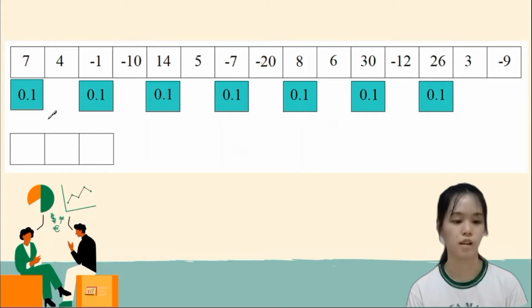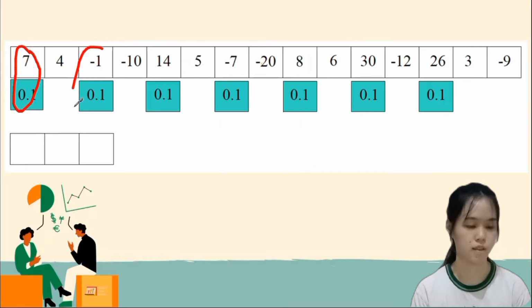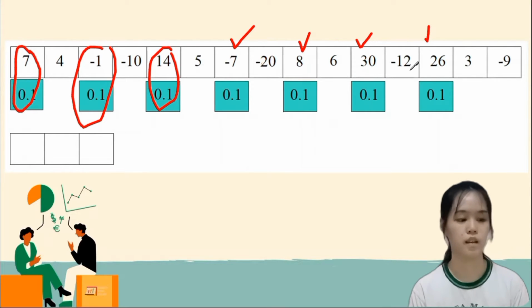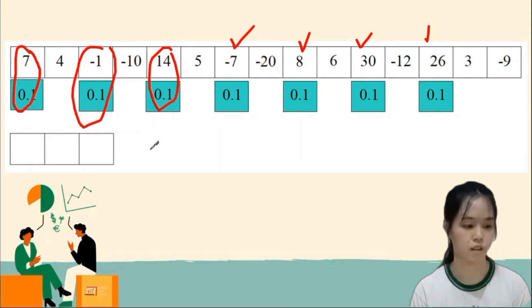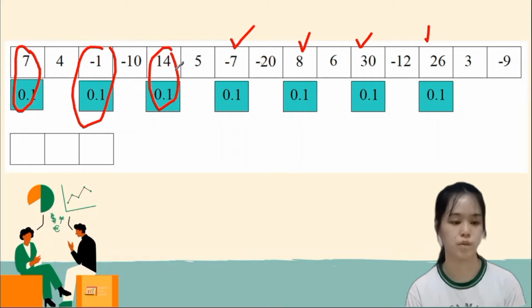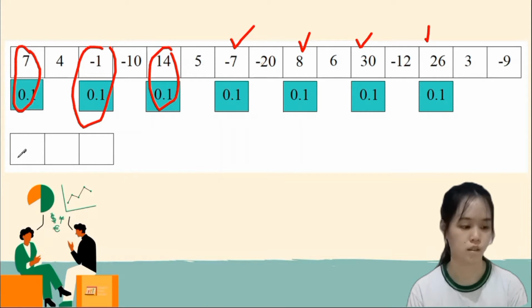When the kernel is first placed on the time series, it will look like this. 7 will meet 0.1, and then -1 will meet the second element of the kernel, and then 14, and then -7, 8, 30, and 26. The dot product is still the same: 0.7 minus 0.1 plus 1.4 and so on. After the calculation is done, we store the results.